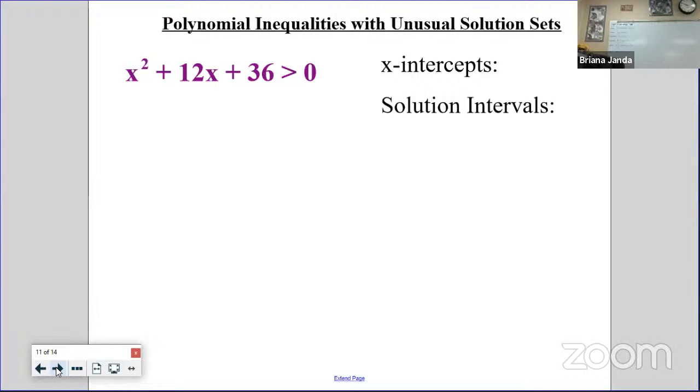So here's another unique solution set. We'll talk about what's going on here. I'm going to treat it like a normal one. Factors of 36 that add up to 12. Positive 6, positive 6, right? So I will have my zeros. Okay, well, that's the same number.